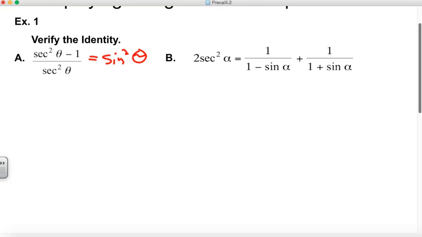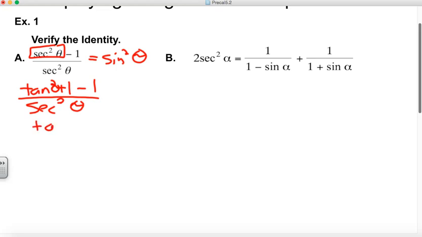When you start seeing secant squareds and cosine squareds, all those things, Pythagorean identities a lot of times will come in handy. So a Pythagorean identity tells us that secant squared is equal to tangent squared plus 1. So let's change that top to tangent squared plus 1 instead of secant squared. Let me put my theta in there. And then minus 1 over secant squared theta. Alright, so the plus 1 and minus 1 are going to cancel, and we just have tangent squared theta over secant squared theta.